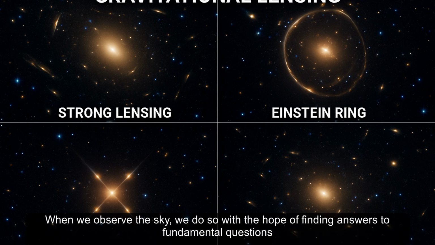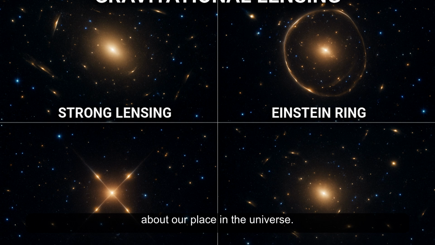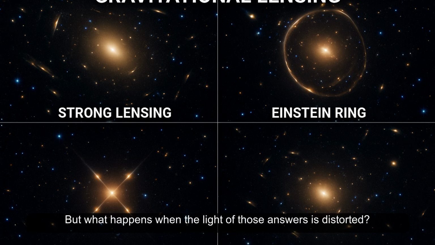When we observe the sky, we do so with the hope of finding answers to fundamental questions about our place in the universe. But what happens when the light of those answers is distorted?